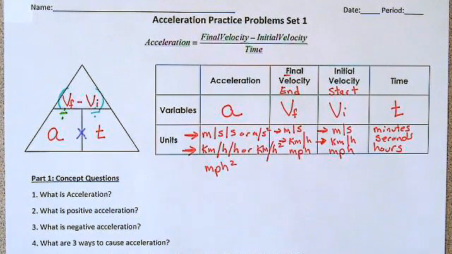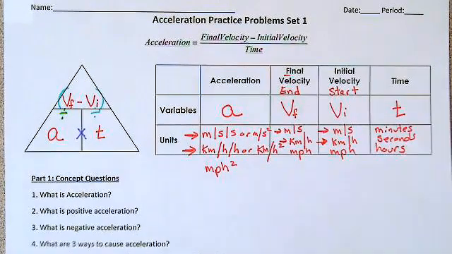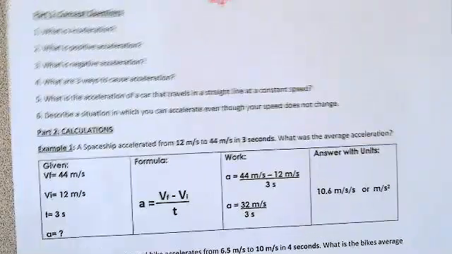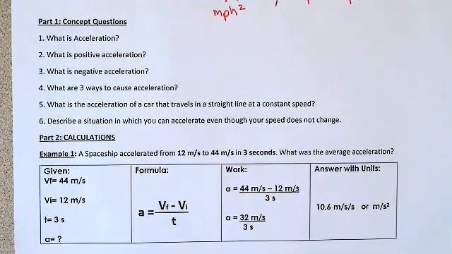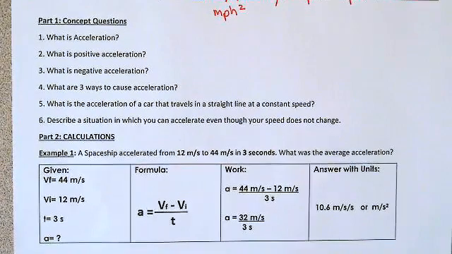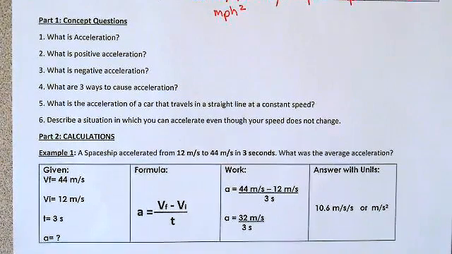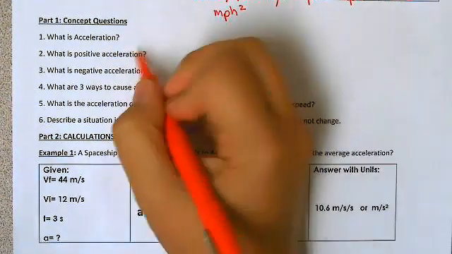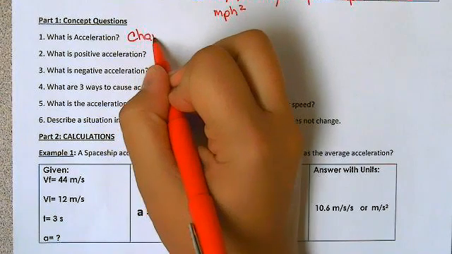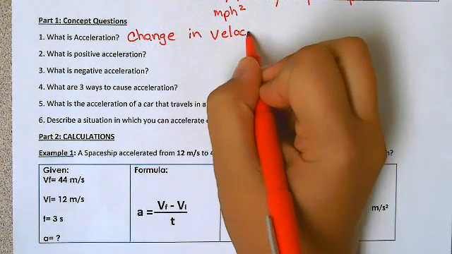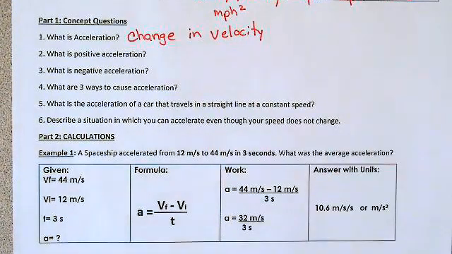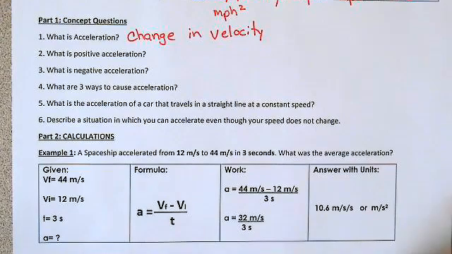Okay, so the first part of this is really just a review over the notes that we did yesterday. So let's take a look at part 1. Part 1 is just some concept questions to make sure you understand what exactly we're talking about when we're talking about acceleration. So the first thing is, what is acceleration? Acceleration is a change in velocity. So remember that velocity is based off of a direction. So if we have a direction change, we also have acceleration.